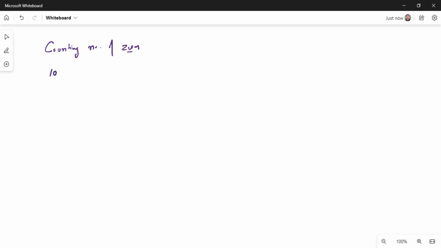factorial, 10 factorial, and we have to find out the number of zeros in this case, so how we can calculate? So the logic is you have to find out the number of 5s, multiples of 5. Okay, count number of 5s in the given function.